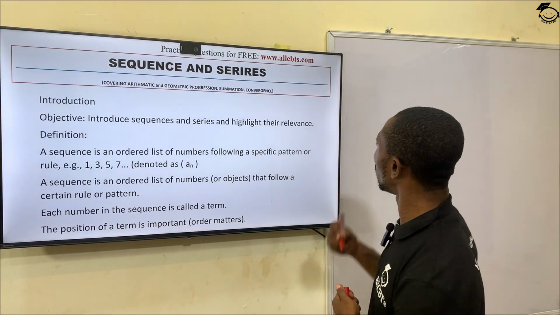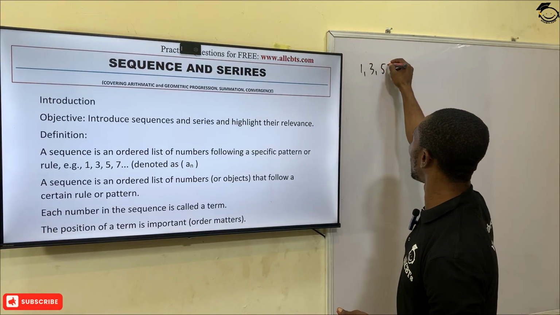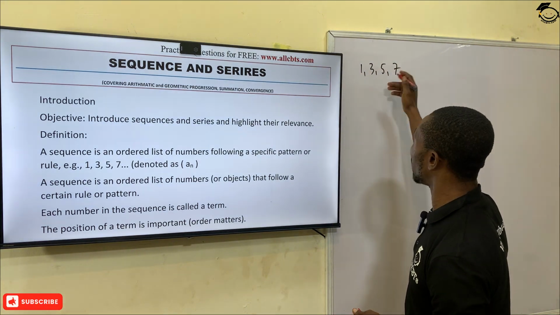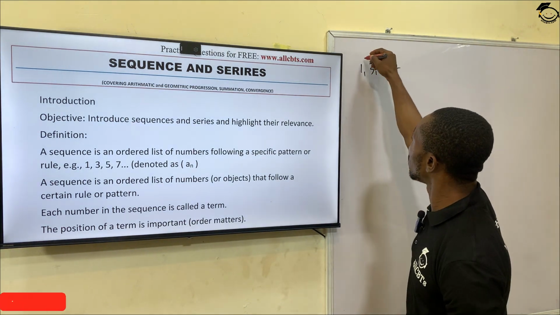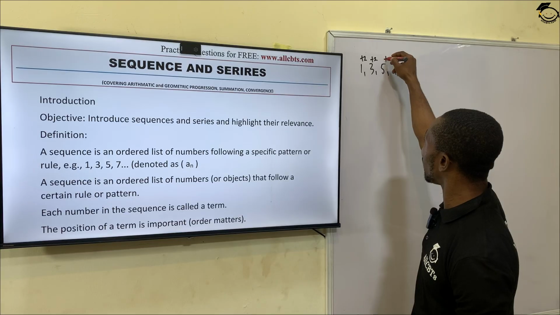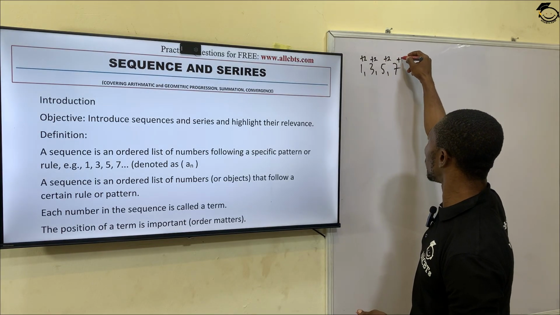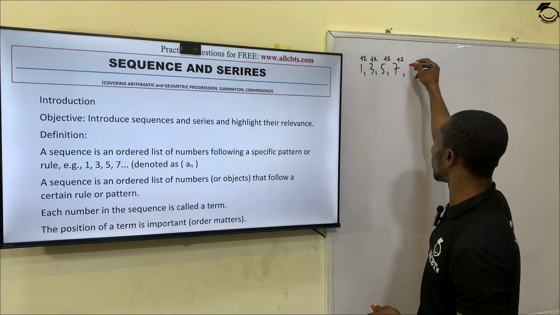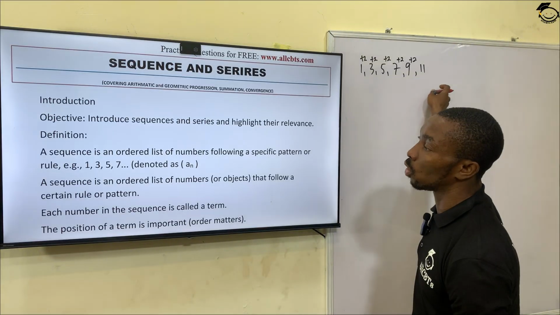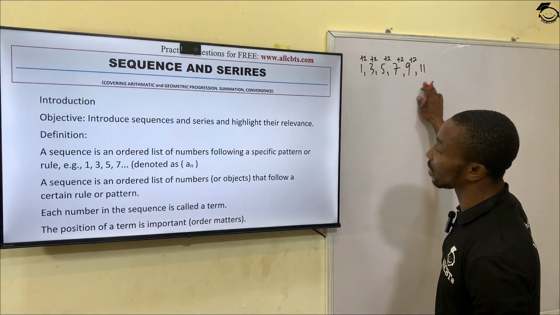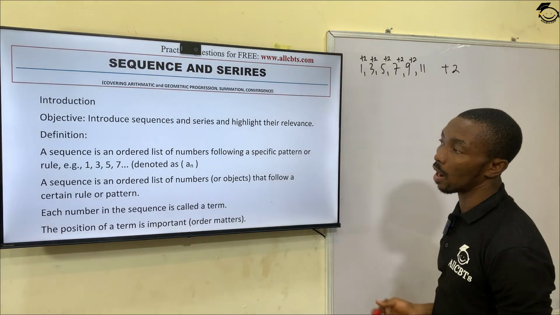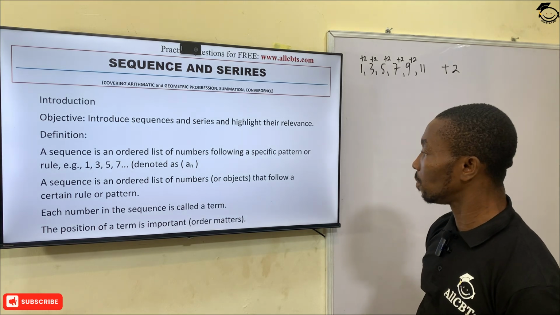Now, if we look at those numbers, 1, 3, 5, 7, we can deduce that each of the subsequent numbers is increasing by 2. This is 1 plus 2 to give us 3, 3 plus 2 to give us 5, 5 plus 2 to give us 7, 7 plus 2 will give us our next number, which will be 9, 9 plus 2 will give us 11, and so on and so forth. So the rule guiding this sequence is an addition of plus 2 to our subsequent numbers, okay?